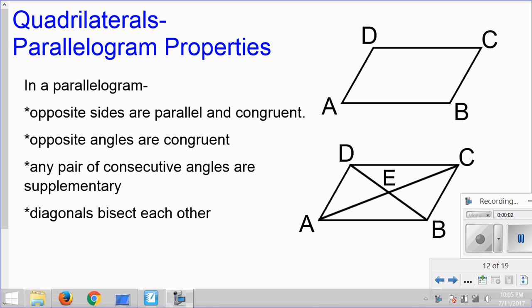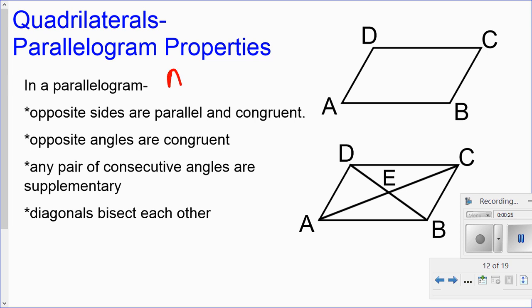Okay, so in the last lesson we looked at the properties for quadrilaterals. Now we're going to talk about the properties for a specific quadrilateral, the parallelogram. So if we have a parallelogram, and by the way, this is a parallelogram here on the right, we'll just call that parallelogram A, B, C, D. Because it's a parallelogram, we already know what that means based on the definition.